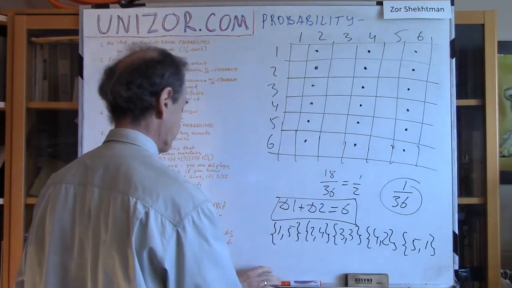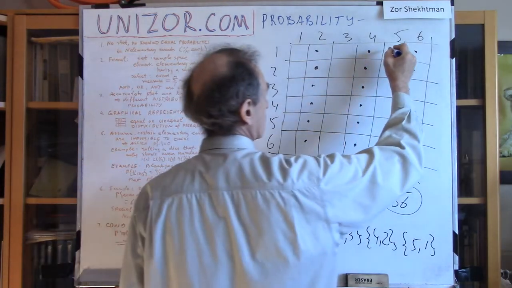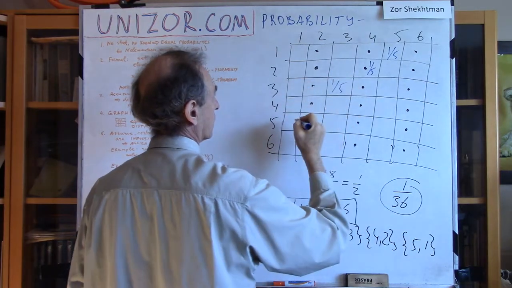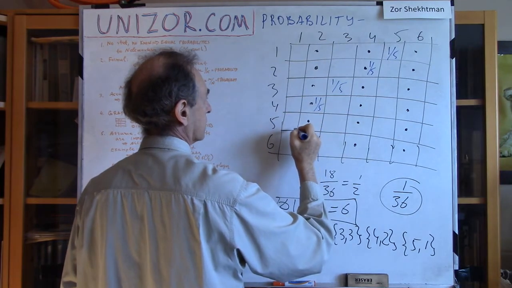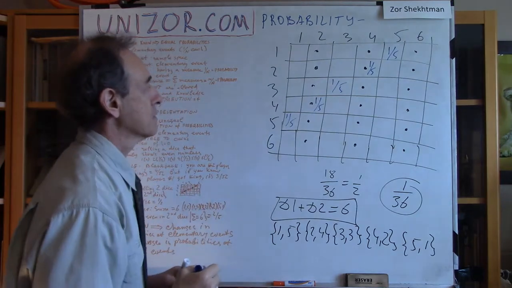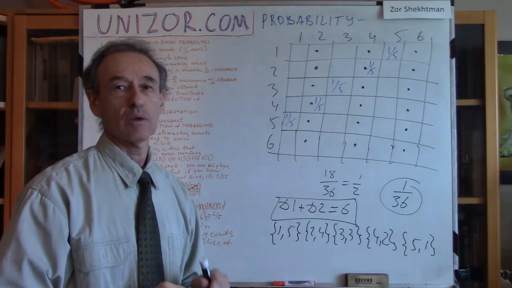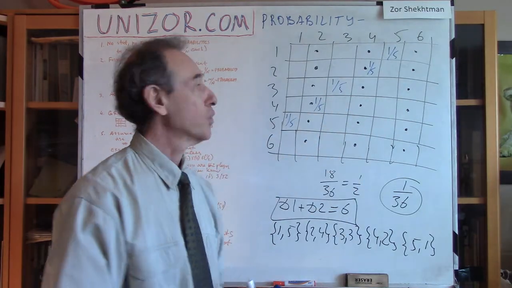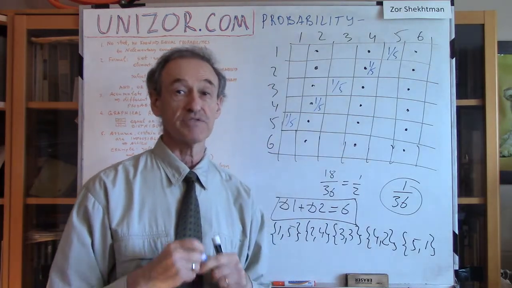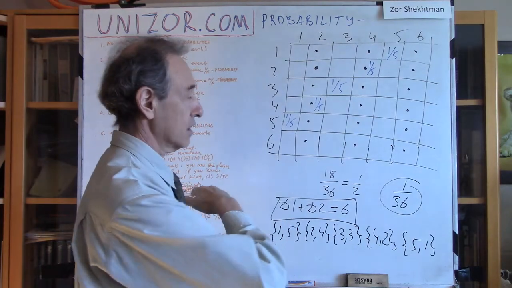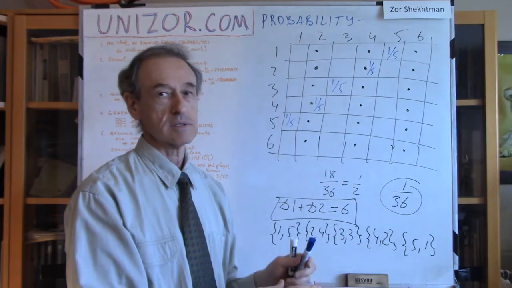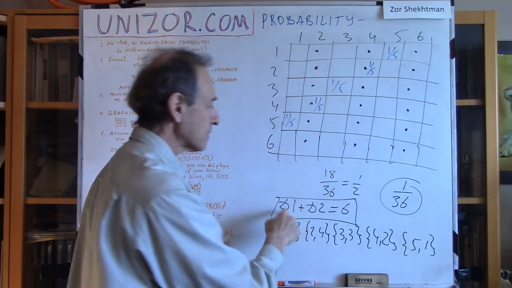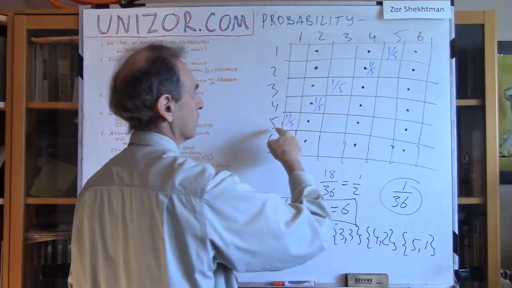So 1-5 should have the probability of 1/5. 2-4, 3-3, 4-2, and 5-1. These are the only possible choices which I have. Everything else is impossible, which means everything else is zero. So all elementary events which are not marked with 1/5 actually have the probability of zero. This condition actually completely changes the distribution of probabilities among events. Without this condition, that the sum is equal to 6, each of these squares has the probability 1/36. Now, under this condition, the probabilities are changed and these guys have 1/5 and everything else has 0.